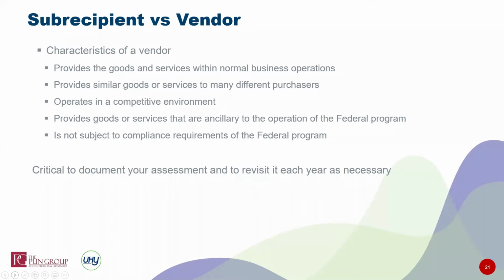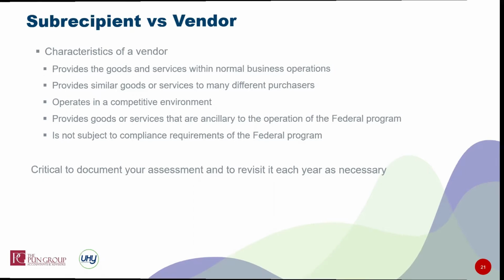The other is a vendor operates in a competitive environment. Usually a subrecipient does not. And they provide goods and services that are ancillary to the operation of the federal program. And so they are not subject to necessarily the compliance requirements of the federal program. So before you move on, you really should be documenting your assessment as to whether or not they're a subrecipient or vendor each year, as well as any contract changes that could change that determination annually.